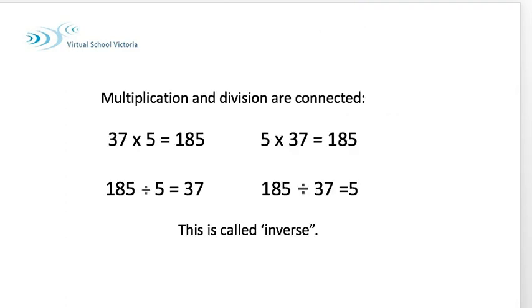Now, we talked about how multiplication and division are connected, and a lot of people focused on how we can rearrange or change the numbers, but that does not always work. When we do it properly, it is called the inverse. And as you can see, if you can multiply 37 groups of 5, the opposite is to take a whole group of 185 and share it equally.